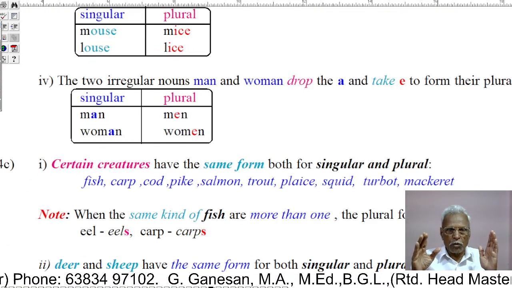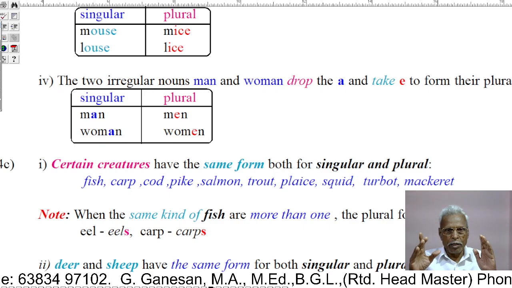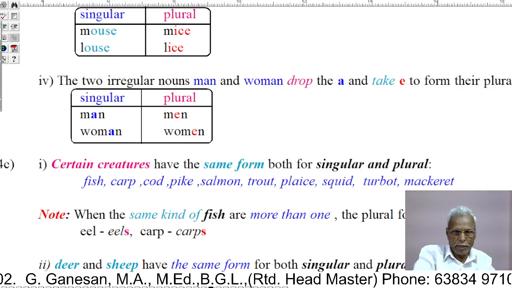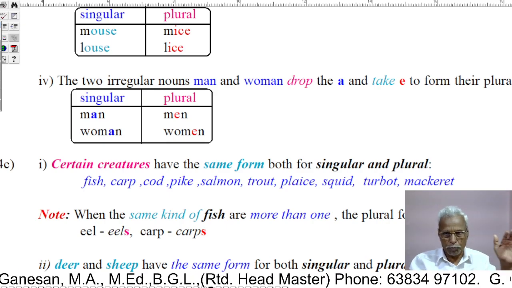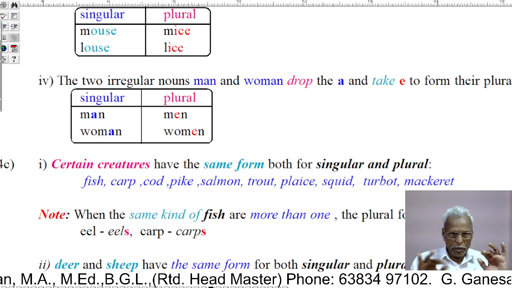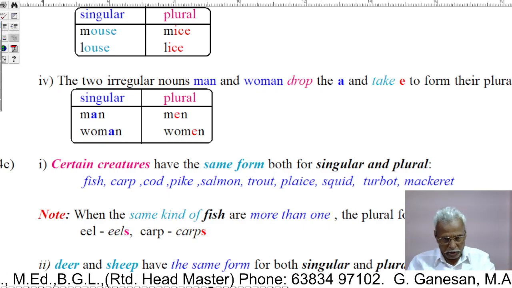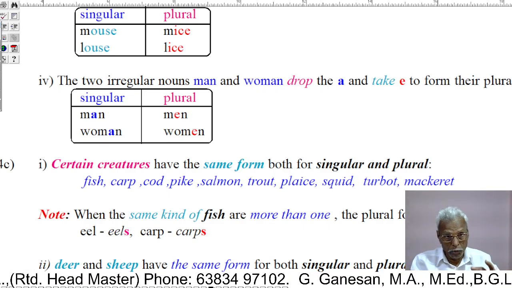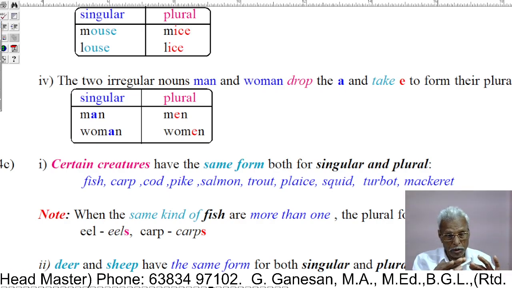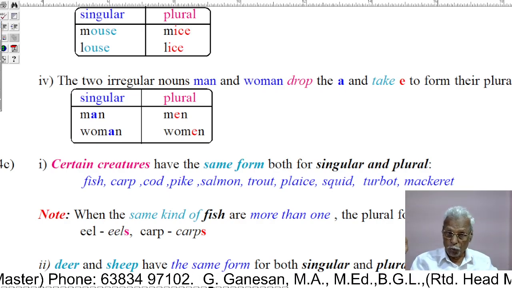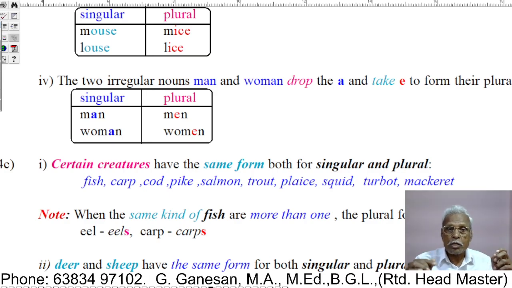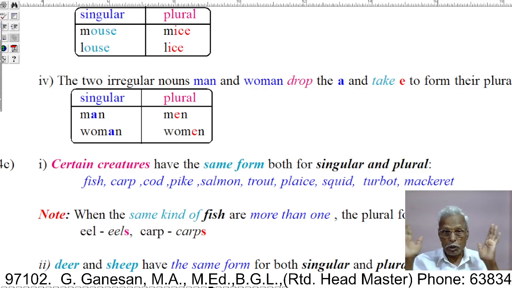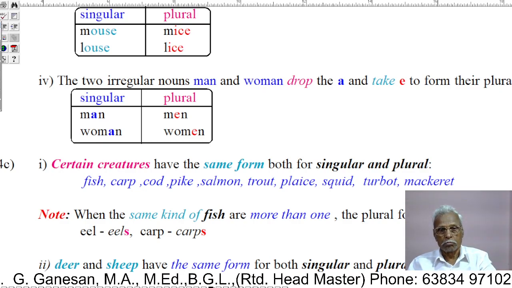Third, the two irregular nouns man and woman drop the A and take E to form their plural. Man, men; woman, women. You see, woman, women. As we say woman, the plural should be pronounced as women. Woman, women. Man, okay. But woman, women.